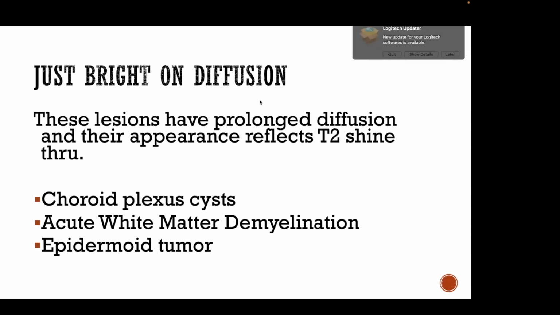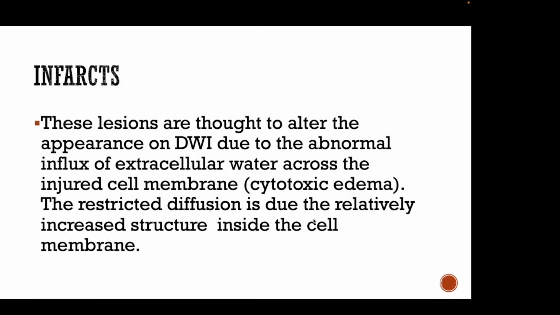Now, there's some lesions that are just bright on the trace image, that will not show low signal intensity on the ADC map. And these are choroid plexus cysts, acute white matter demyelination, and epidermoid tumors. So let's look at some of these. So we'll start with infarcts. Again, these are ones you're familiar with.